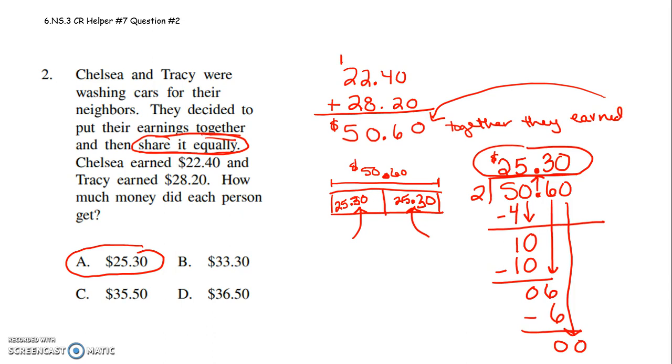Chelsea gets a little more than she had actually earned. Tracy gets a little less because they decided to split their earnings. Hope that helps.